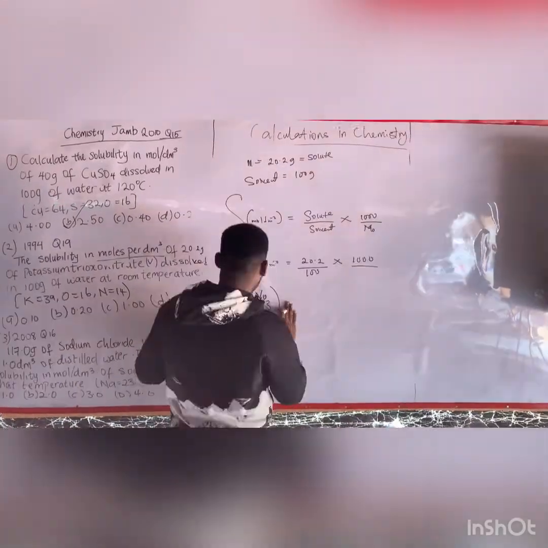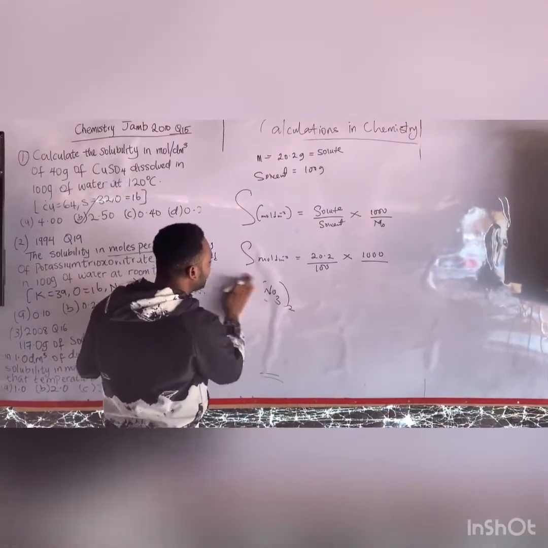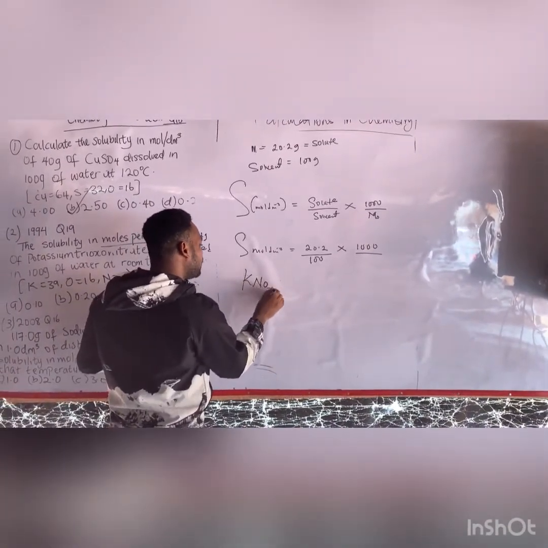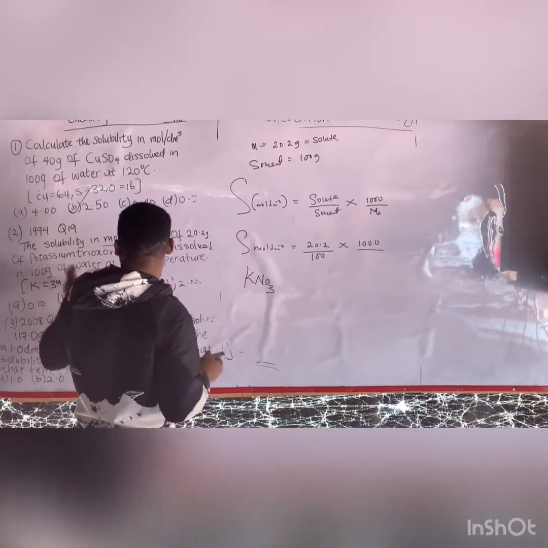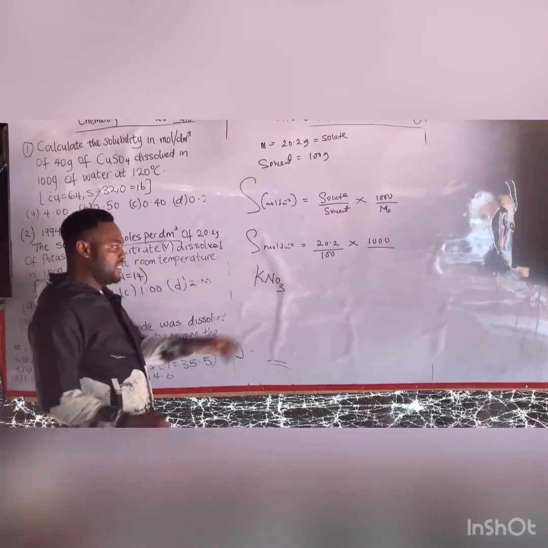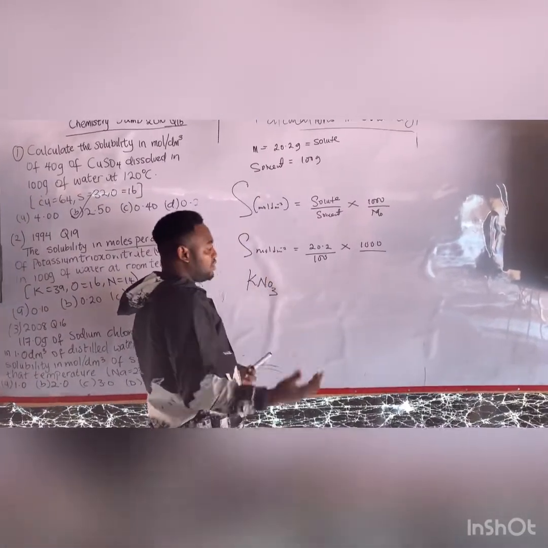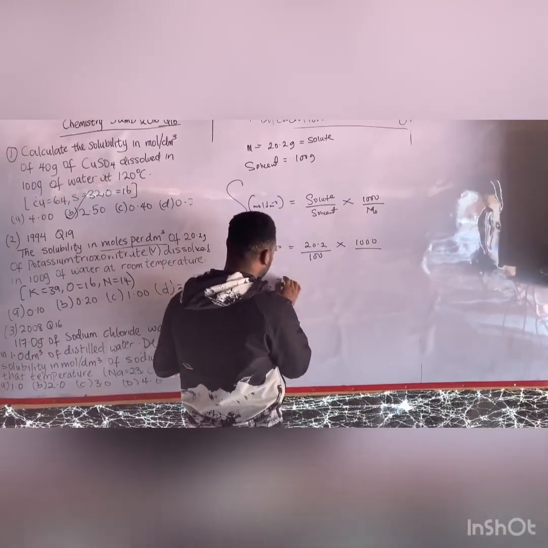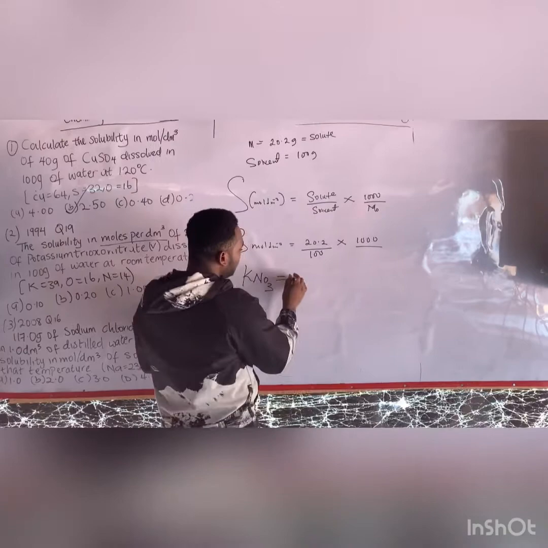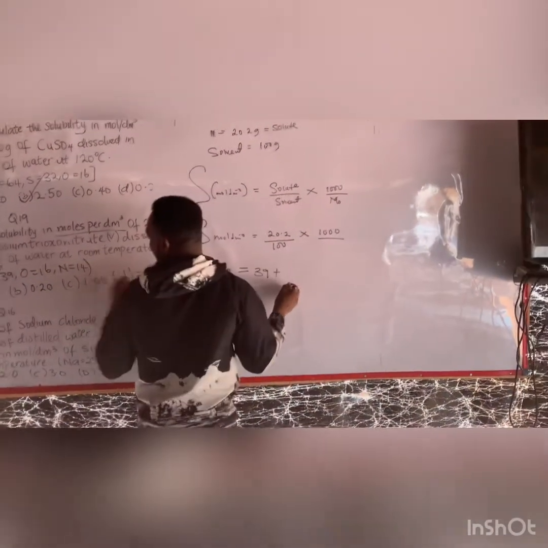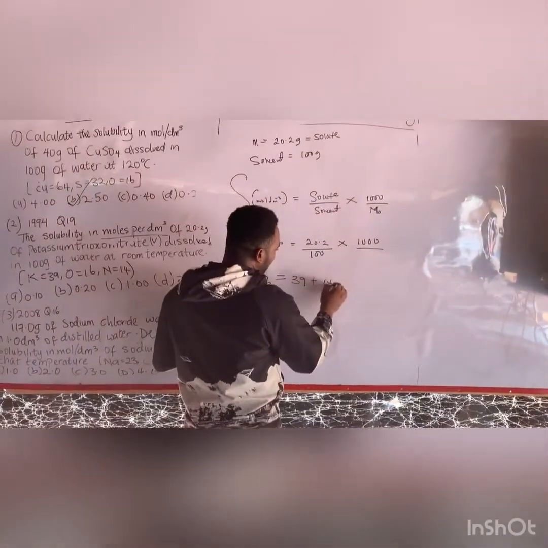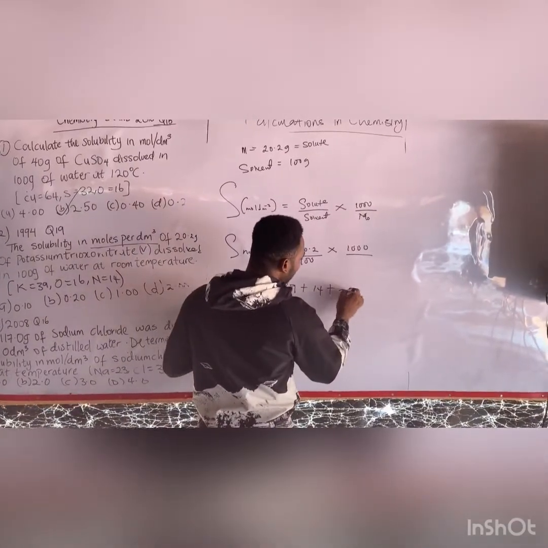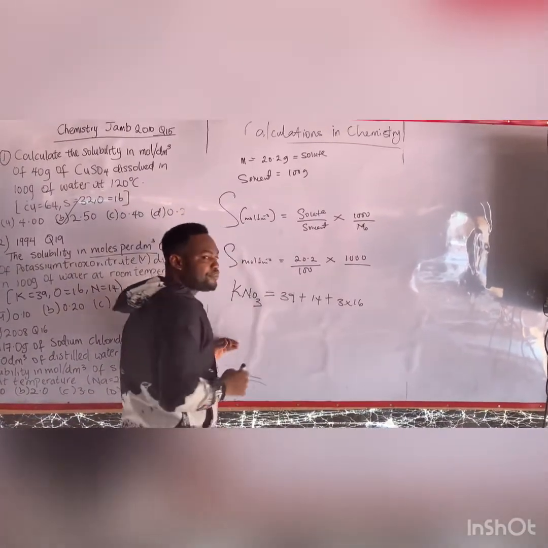Once again, solubility in mole per dm cube will be equal to, what's our solute? See it there, 20. It's potassium nitrate, so it is KNO3. So potassium plus NO3, written like the former one. This is equal to what's potassium? 39, plus what's nitrogen? 14, plus what do we have as oxygen? There's 3 there, so 3 times 16.